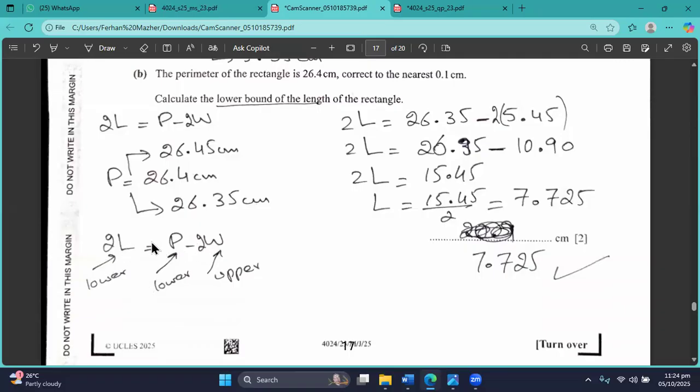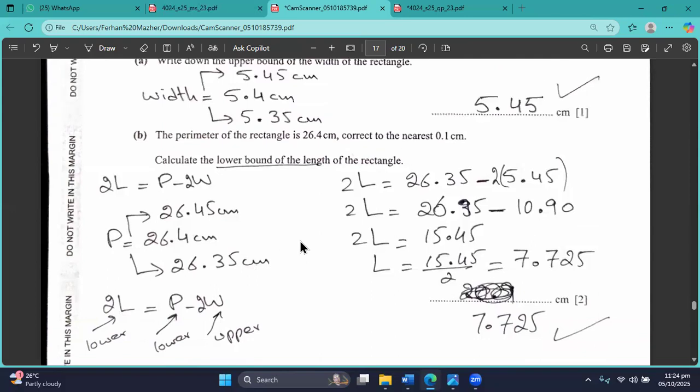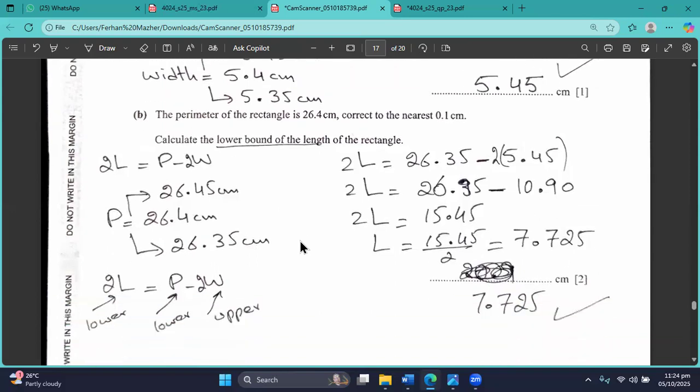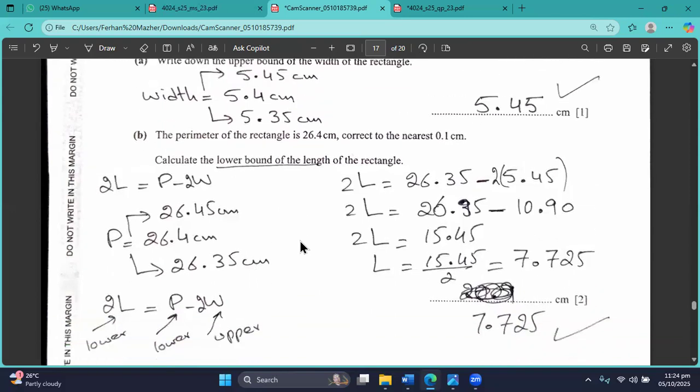So if from this subtraction you want the lower answer, the first member should be lower. Its lower value should be used, and for the second member, its upper value should be used. We know the upper value of the width. We just calculated 5.45. So 2 length equals 26.35 minus 2 into 5.45. So 2 length will be equal to 26.35 minus 10.90.